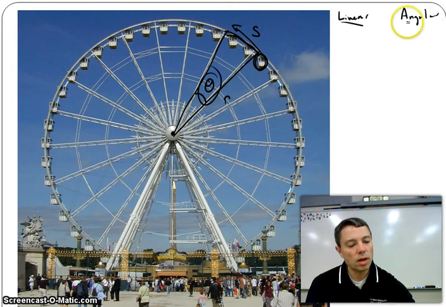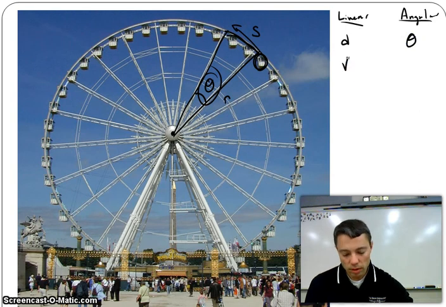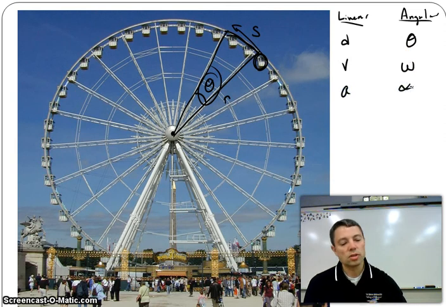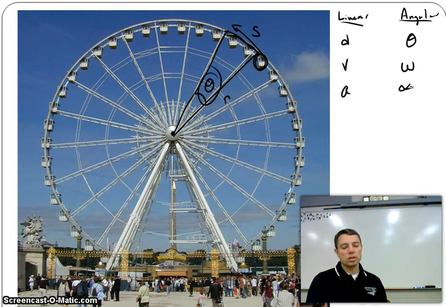When we talked about lines, we talked about distances that we went through. When we talk about angular, we talk about angles that we go through. When we talked about velocities, now we're talking about angular velocities. When we talked about accelerations, we're now talking about angular accelerations. I just threw up some symbols there that we're going to talk more about in the future.